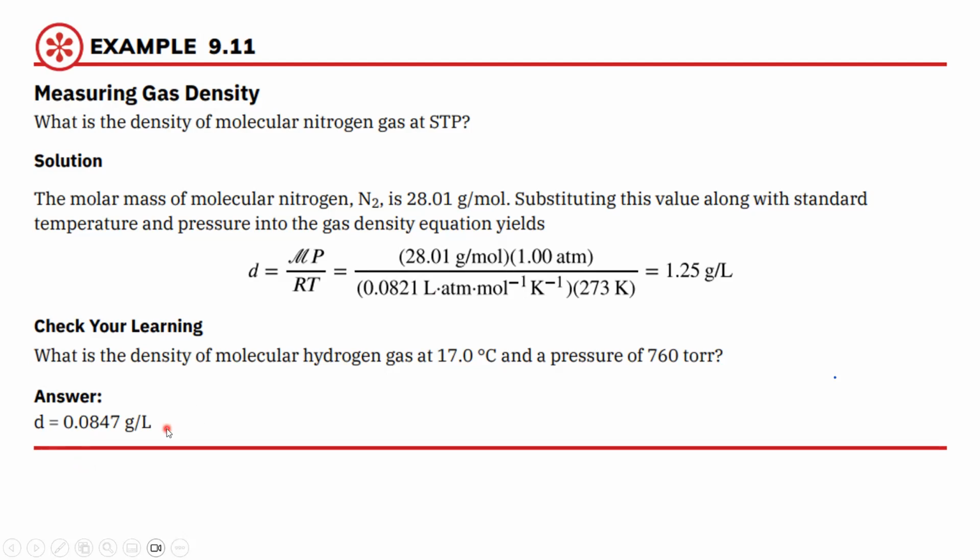And it makes sense that this is going to be smaller now because the mass of hydrogen is going to be 2 compared to 28, so it's 14 times smaller on top. And then we've got a temperature that's slightly higher. So with the hydrogen calculation, we've got a smaller number in our numerator, a larger number in our denominator. So it makes sense that we get a smaller density there.